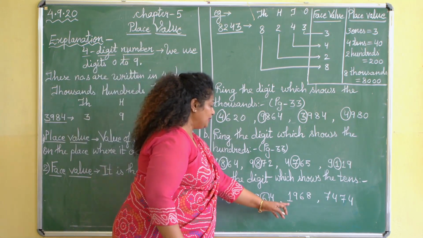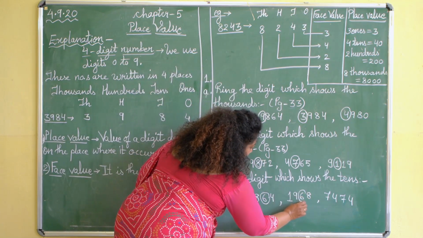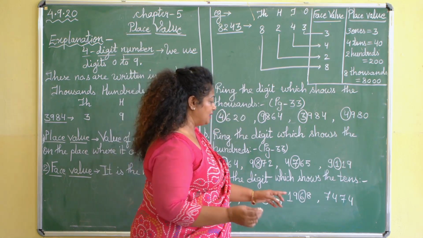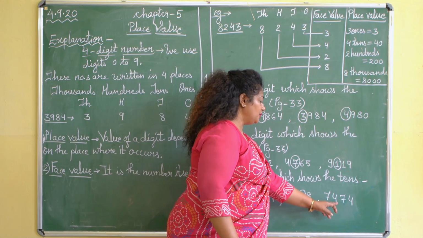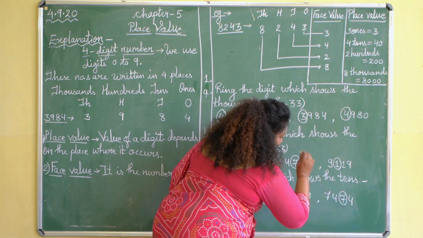Next, 1968. Let us circle 6 because 6 is at tens place. And lastly, 7474. The number 7 is at tens place.